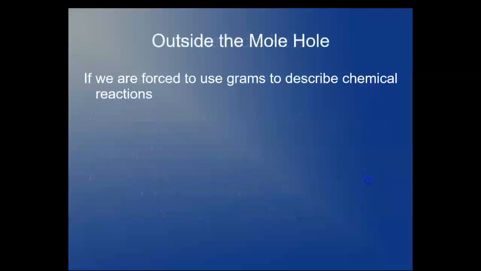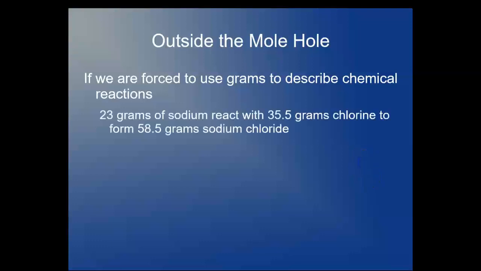Outside the mole hole, however, if we're forced to use grams to describe chemical reactions, then here's what we have. For instance, sodium reacting with chlorine, 23 grams of the former react with 35.5 grams of the chlorine, and they form 58.5 grams of sodium chloride. Fine. Can you do anything with that beyond the sodium and chlorine? Well, the answer is no.